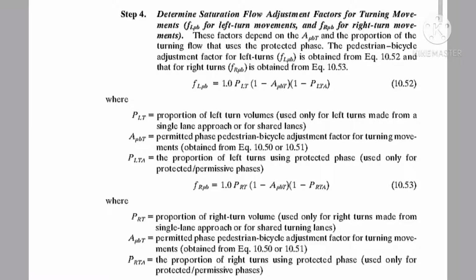So FRPB equals 1.0 minus PRT times 1 minus APBT times 1 minus PRTA, where PRT is equal to the proportion of right turn volume, APBT equals permitted phase pedestrian bicycle adjustment factor for turning movements, and PRTA is the proportion of right turns using protective phase.